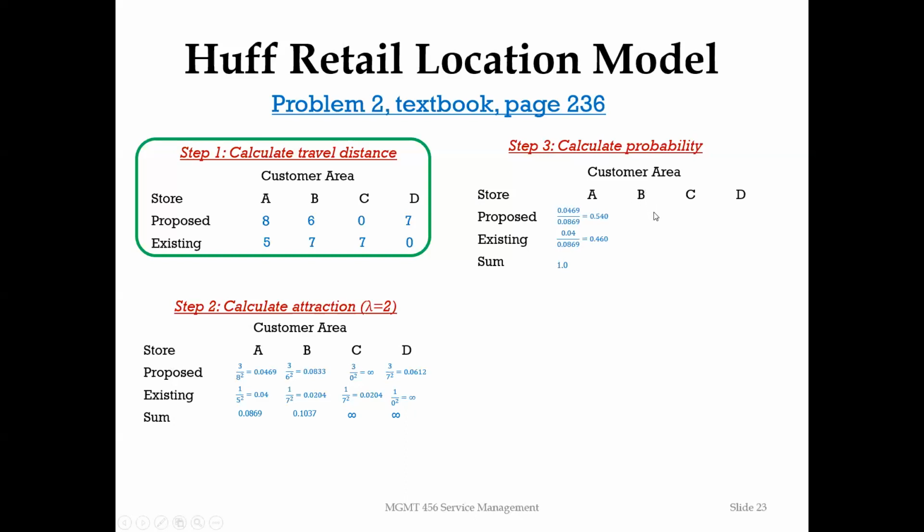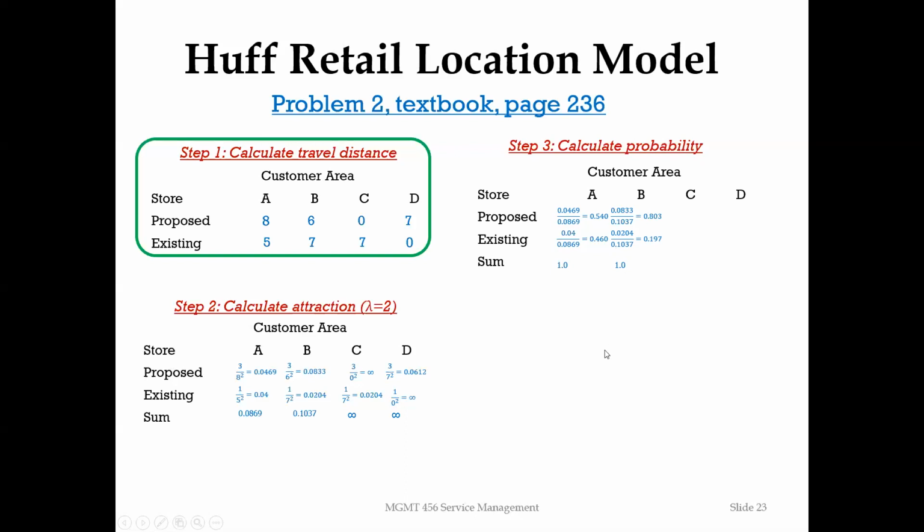So what about customer area B? For customer area B, 0.0833, which is the attraction for the proposed store, divided by 0.1037, which is total attraction. So you get about 80.3%. What about the existing store? 0.0204 attraction divided by 0.1037, the total attraction. So you get about 19.7%. Adding these two numbers, the total is 100%.